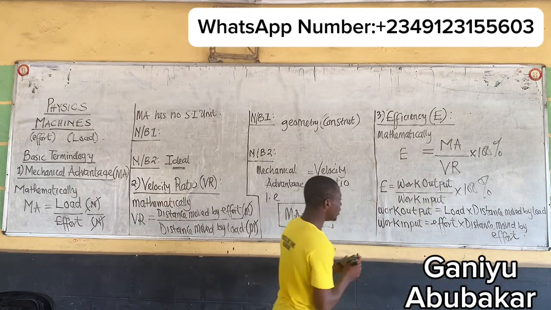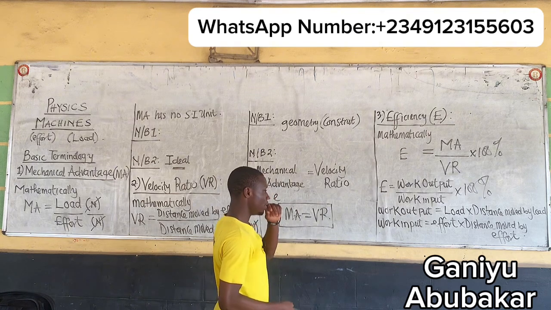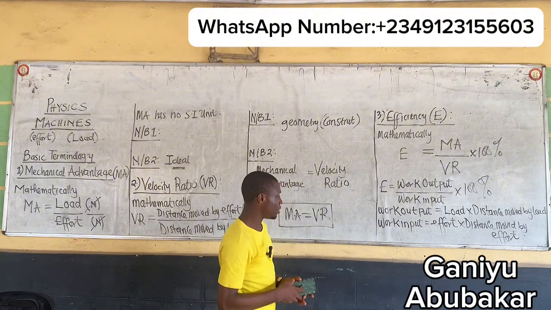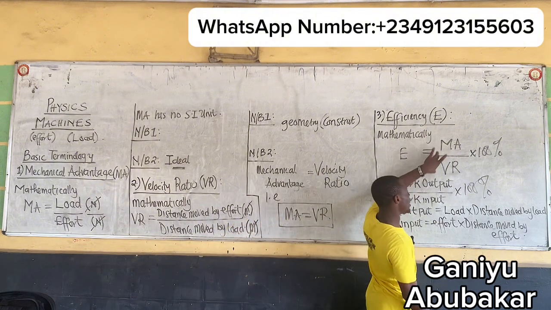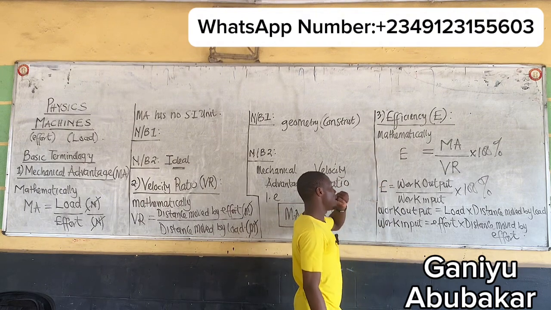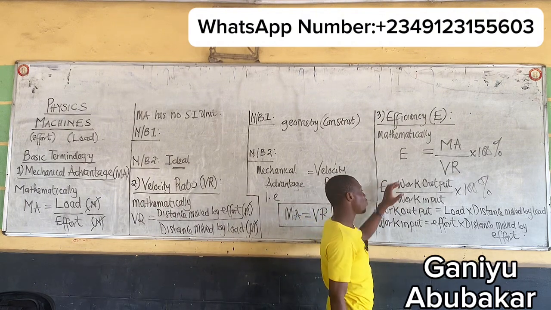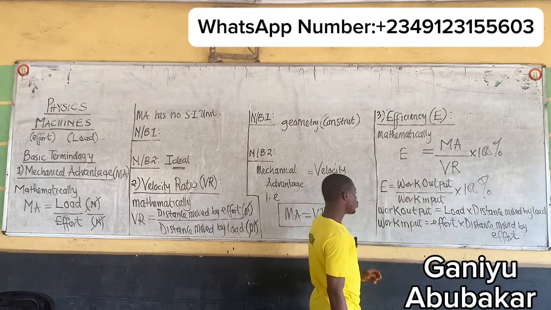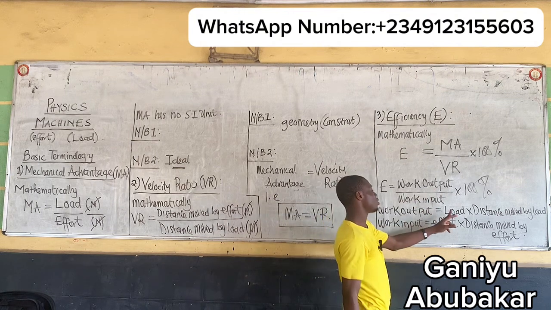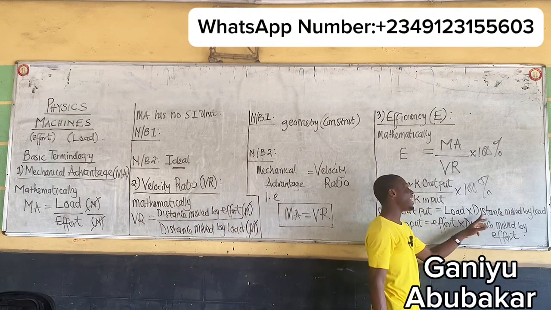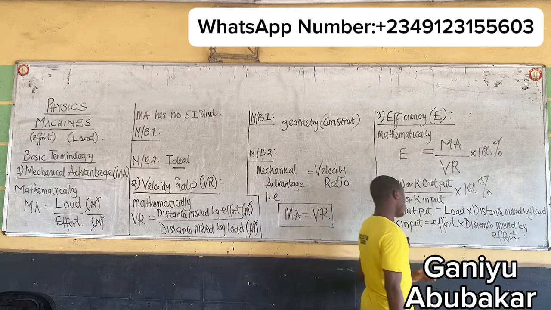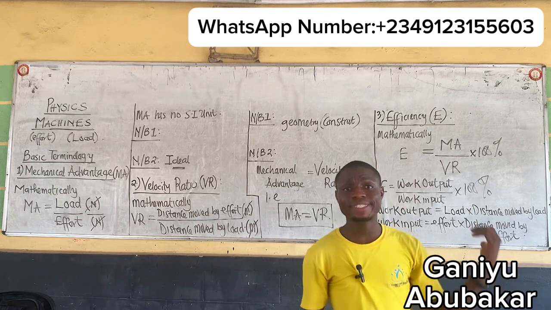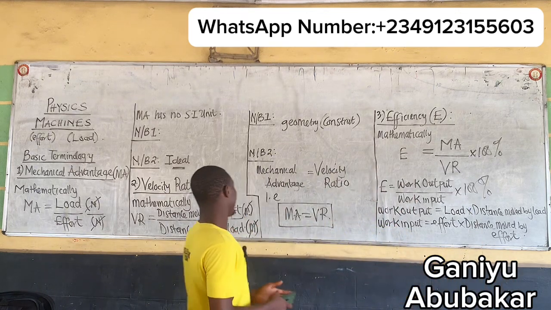So these are the basic formulas you have to note when it comes to efficiency. Efficiency is MA over VR, and it has no unit. Efficiency can also be expressed as work output over work input times 100%. Work output can be expressed as the product of load and distance moved by load. Work input can be got by multiplying effort times distance moved by effort.